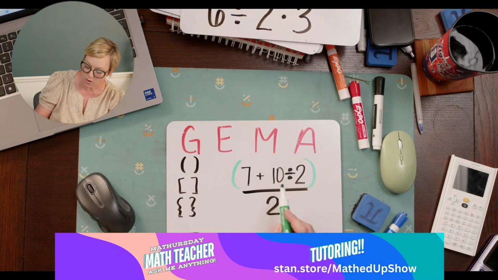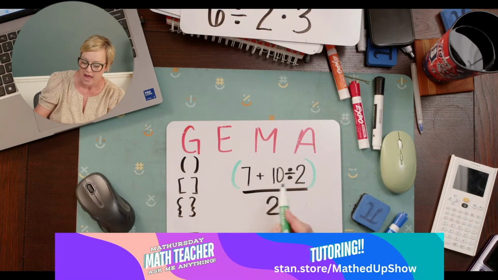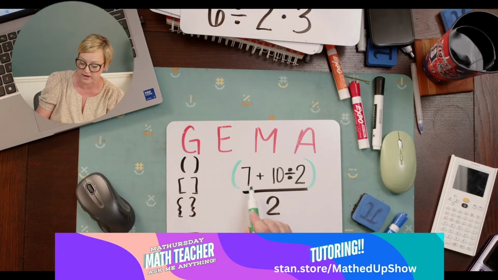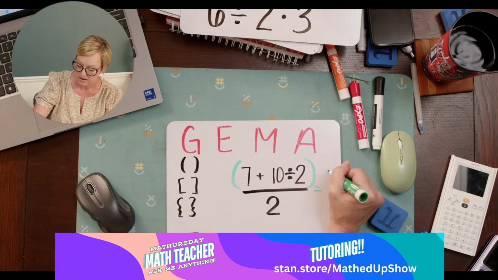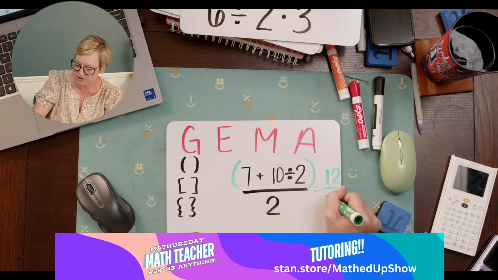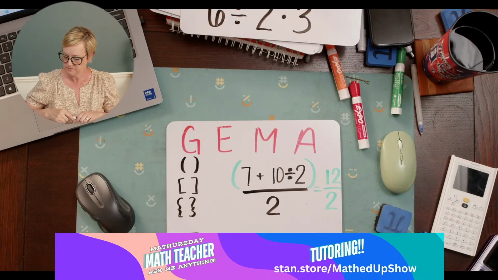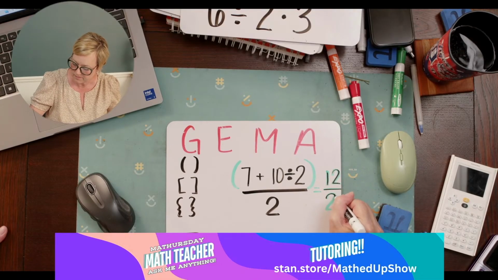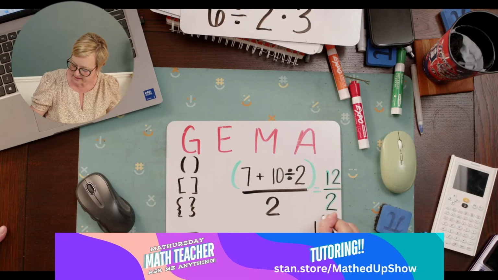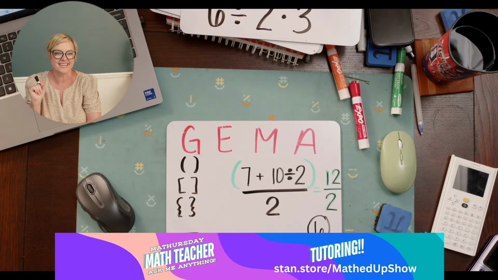Okay, so the first thing I'm going to do within here, once I get this in my group, I need to then follow my order of operations. So the first thing I'm going to do is 10 divided by 2, which is 5. So I've got 7 plus 5, which is 12. So 12 over 2. So 12 divided by 2. Ooh, that is hard to read. So 12 divided by 2, which is going to give us 6. Okay, so this one right here is 6.